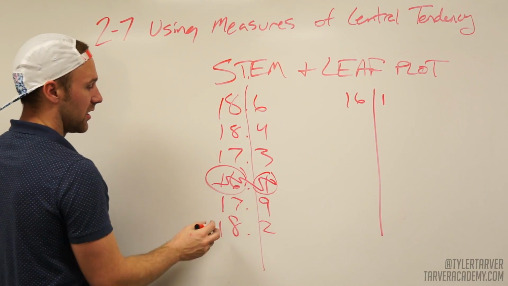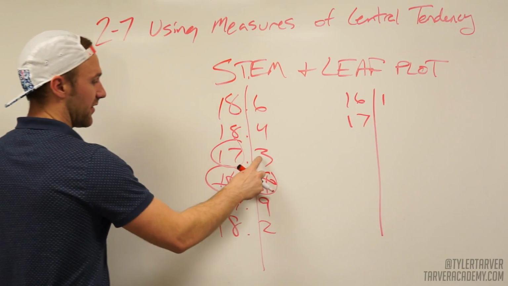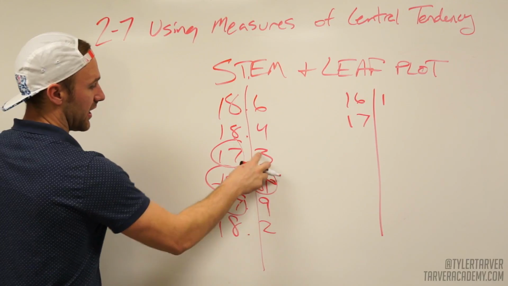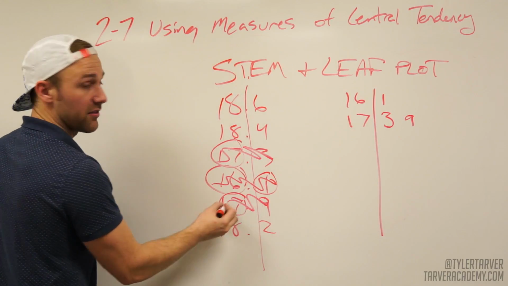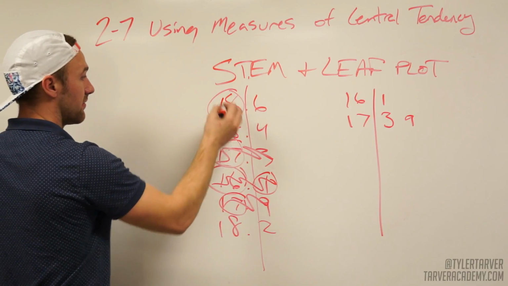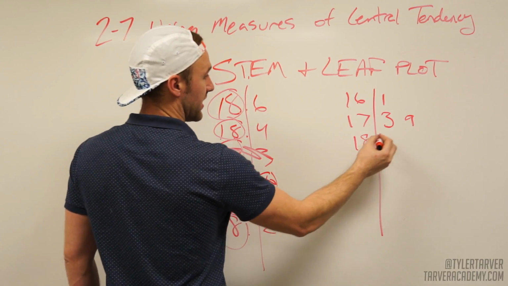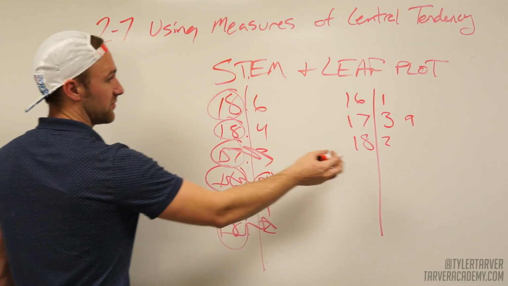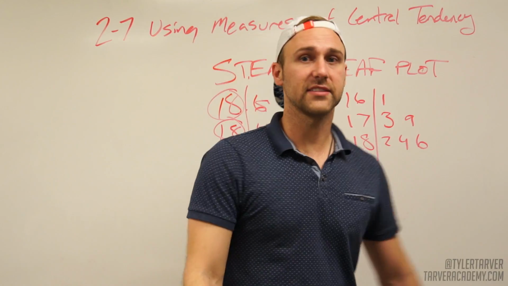No. Next lowest number is 17. I'll put 17 there. I've got a 3 and a 9. 3 is lower, so I'll start with it, and then 9. Mark those out. Last is 18. I've got 1, 2, 3 of those. The lowest is 2, so 18 and 2. Next is 4. And the last is 6. That's a stem and leaf plot.